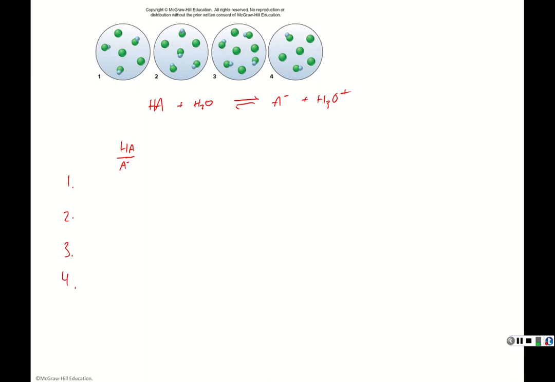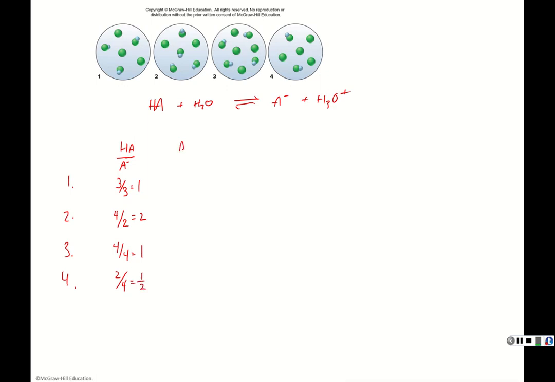So when we look at the first scene, we have 3 acids divided by 3 bases, so that's 1. For 2, we have 1, 2, 3, 4 acids over 2 bases, so that would be 2. For 3, we have 1, 2, 3, 4 over 4, so that ratio is 1. And then finally we have 2 over 4, which would be 1/2.